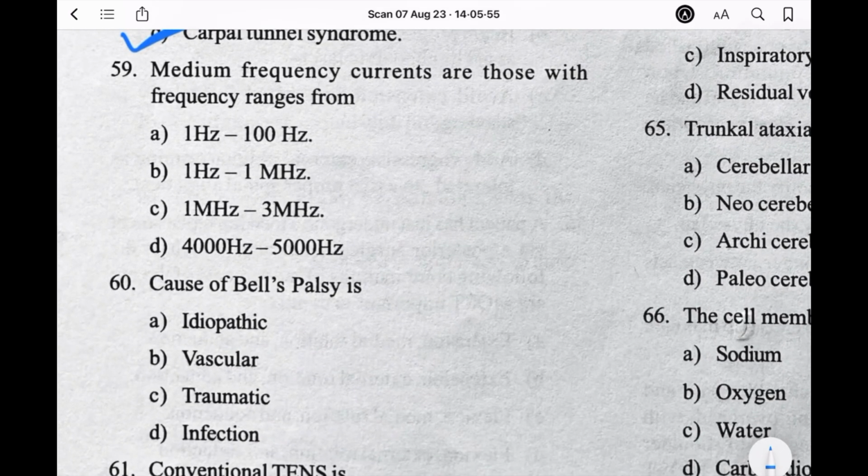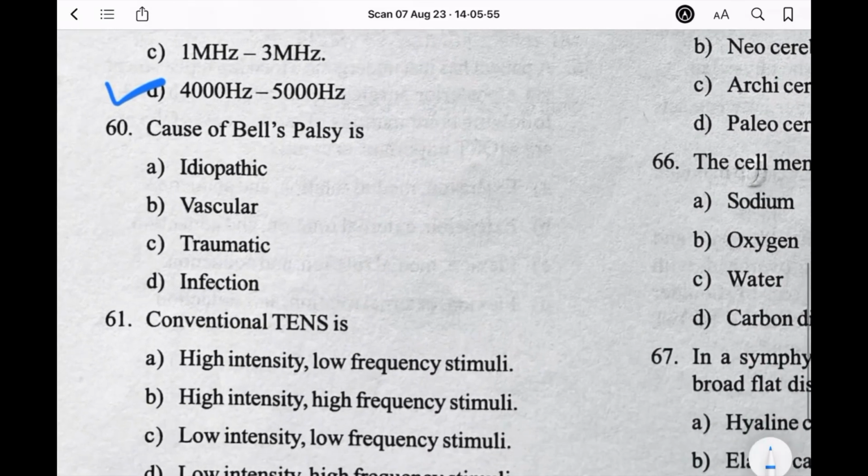Question number 59. Medium frequency currents are those with frequency ranges from. So options are 1 Hz to 100 Hz, 1 Hz to 1 MHz, then 1 MHz to 3 MHz, then 4000 Hz to 5000 Hz. So correct answer is D, 4000 Hz to 5000 Hz.